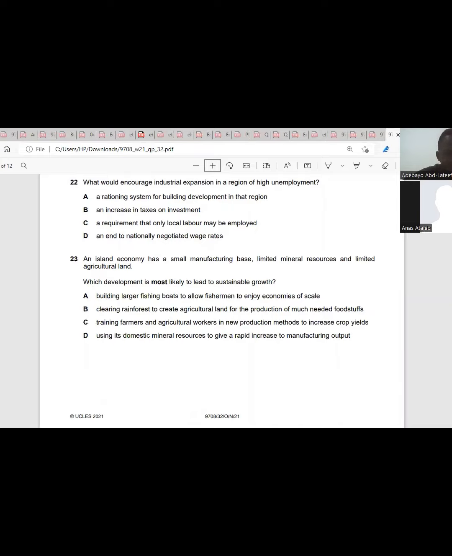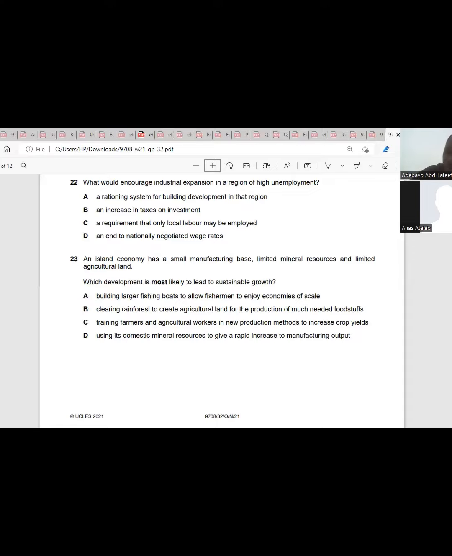Question 22. What would encourage industrial expansion in a region of high unemployment? In a region of high unemployment, that means there's no employment in that region. The only thing that could happen there is government should end nationally negotiated wage rates. Because if the government can end nationally negotiated wage rates, it could allow firms to start thinking of setting up in those areas, because the wage rate will be less if government did not impose minimum wage on them. So they will think they can give any salary or wages to workers. That could motivate them to start setting up in such an area, and that will reduce unemployment in that area.